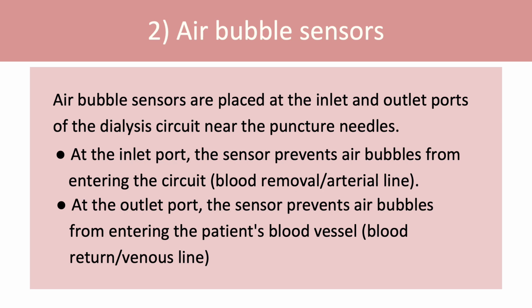At the outlet port, air bubbles are prevented from entering the patient's blood vessel through the venous line. If a large amount of air bubbles enter the body, it can cause various symptoms such as shock symptoms and chest pain.